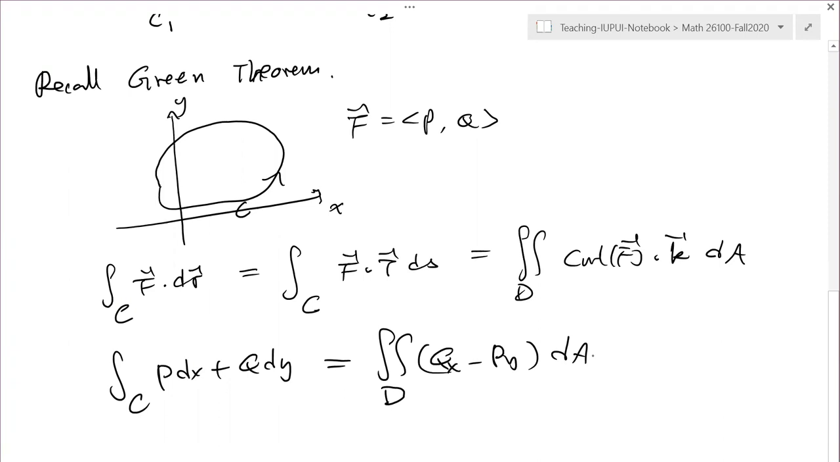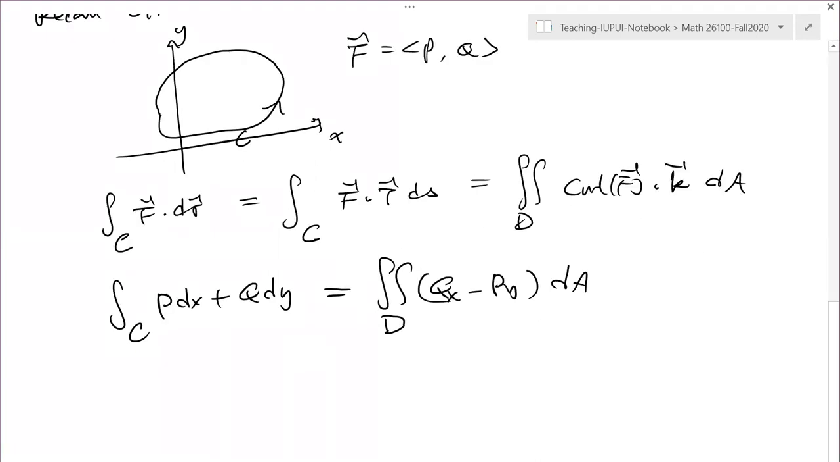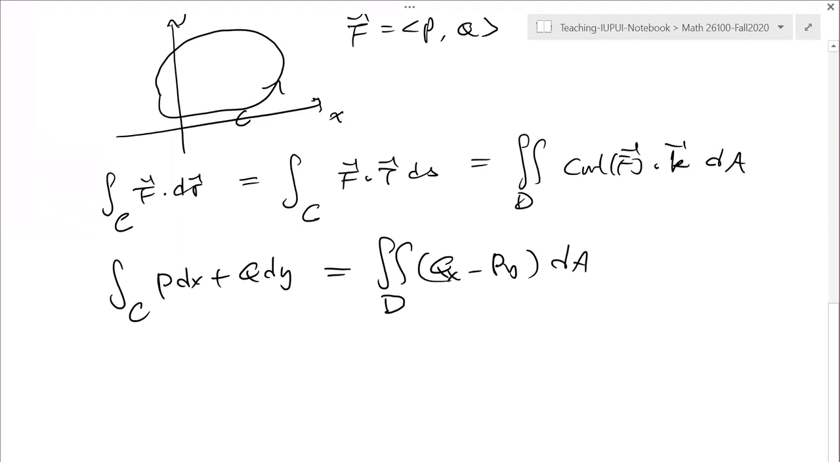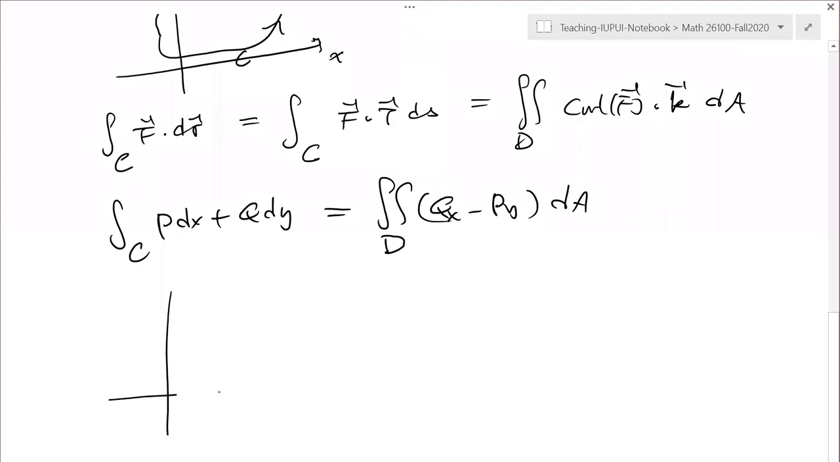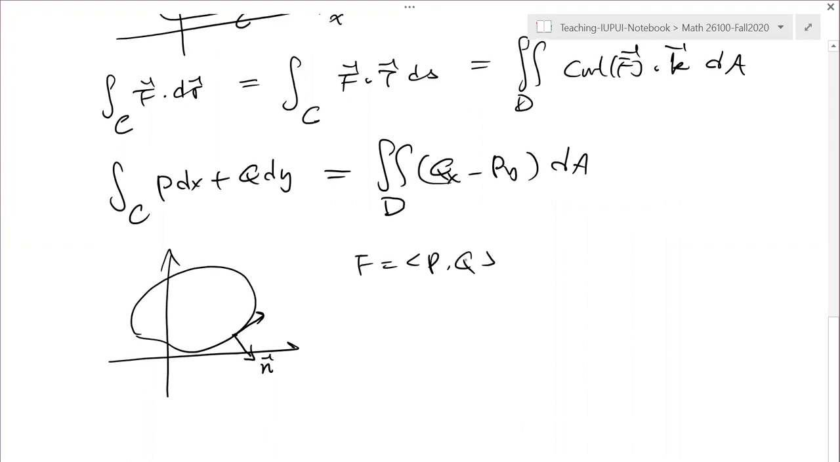Now I'm going to describe it in a slightly different way. This is our formula, the Green theorem. The vector field is still the same, with P and Q here. And here's a curve. For a curve in dimension 2, you have a unique normal vector to the curve. This is T.